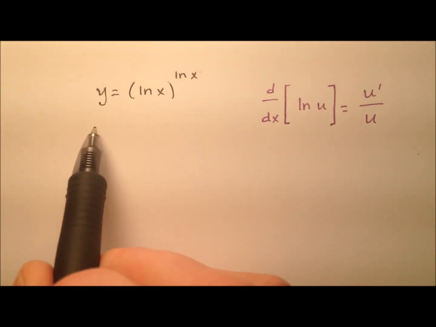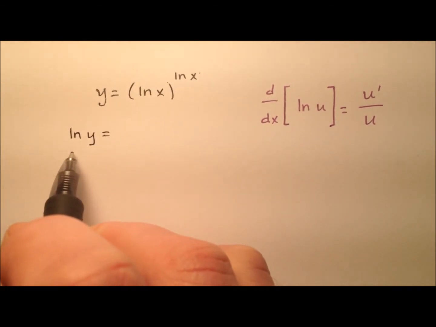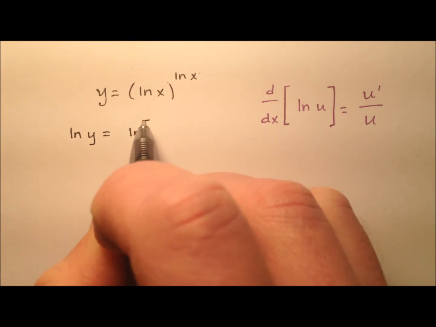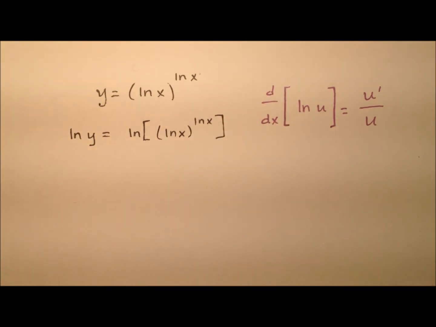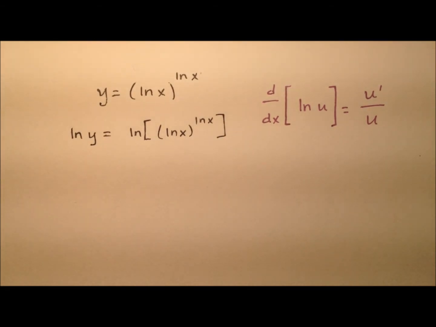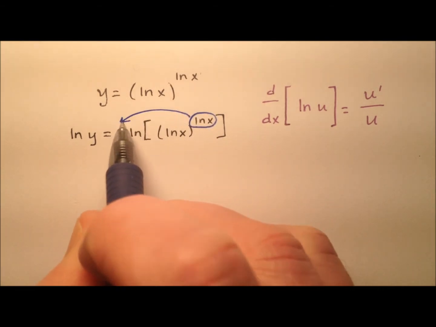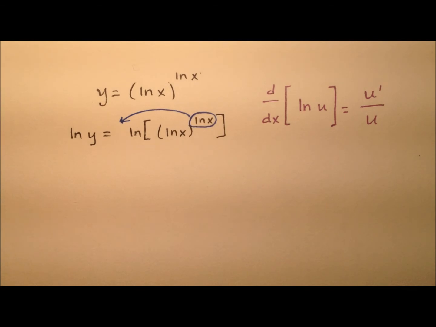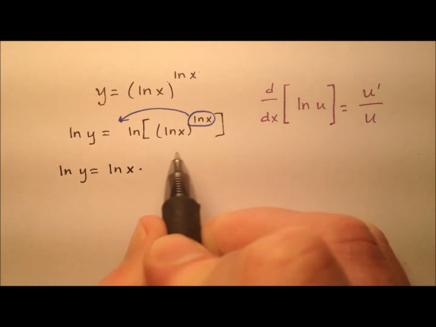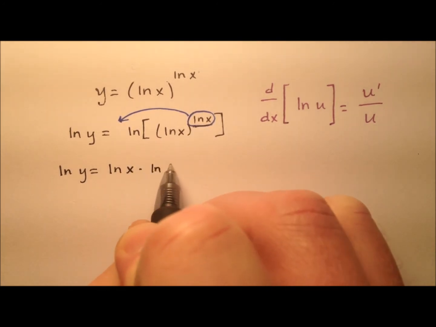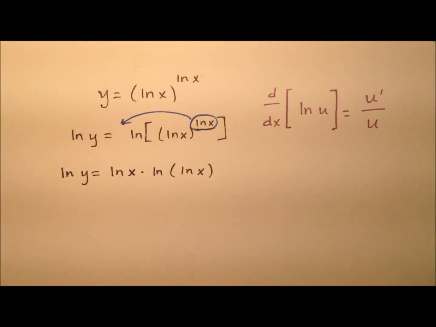Let's take the natural log of both sides of this equation. So I'll have the natural log of y, and then the natural log of the natural log of x raised to the power of the natural log of x. We did this so we can take this exponent and bring it out front as a coefficient. So really what I have is the natural log of y equals the natural log of x, which was this exponent, times the natural log of the natural log of x. So ln's abounding here.